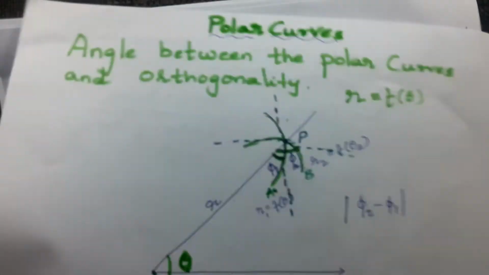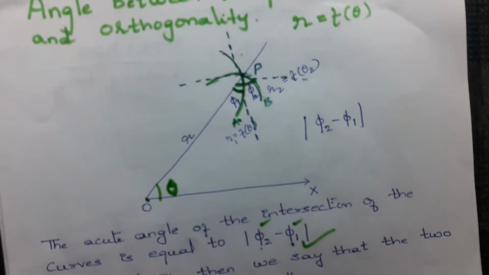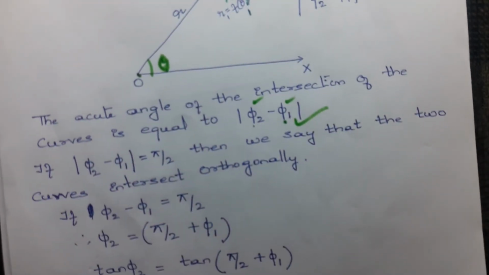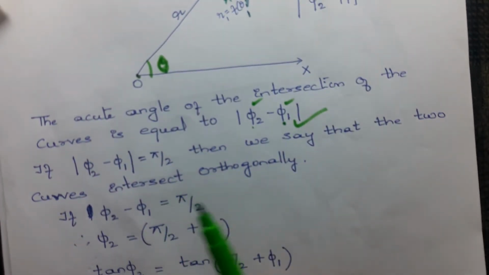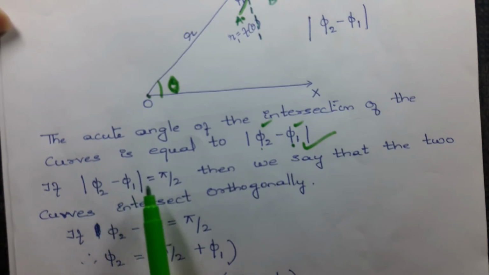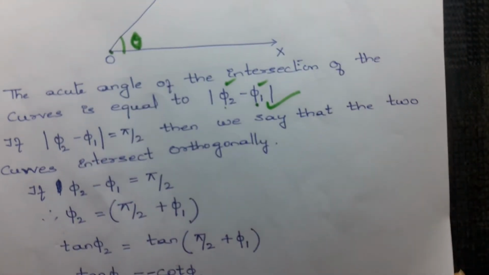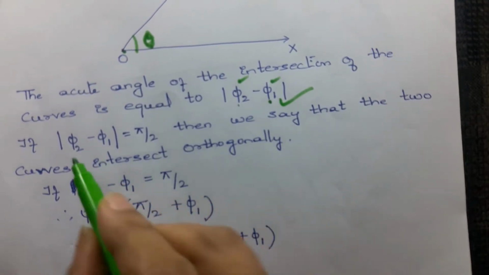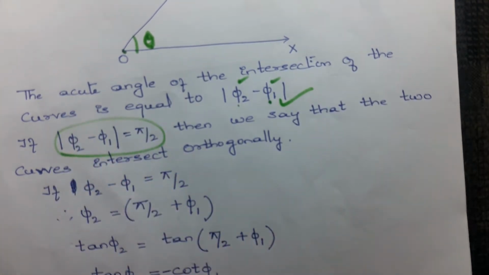Next we will come to the next condition. What is the condition for orthogonality? What do you mean by orthogonality? As I told you, these two curves are intersecting each other. If they are intersecting at an angle pi by 2, then we say that the two polar curves are intersecting orthogonally. So the condition is: if modulus of phi 2 minus phi 1 is equal to pi by 2, then we say that the two curves intersect orthogonally. This is one condition to show the two curves are intersecting orthogonally.